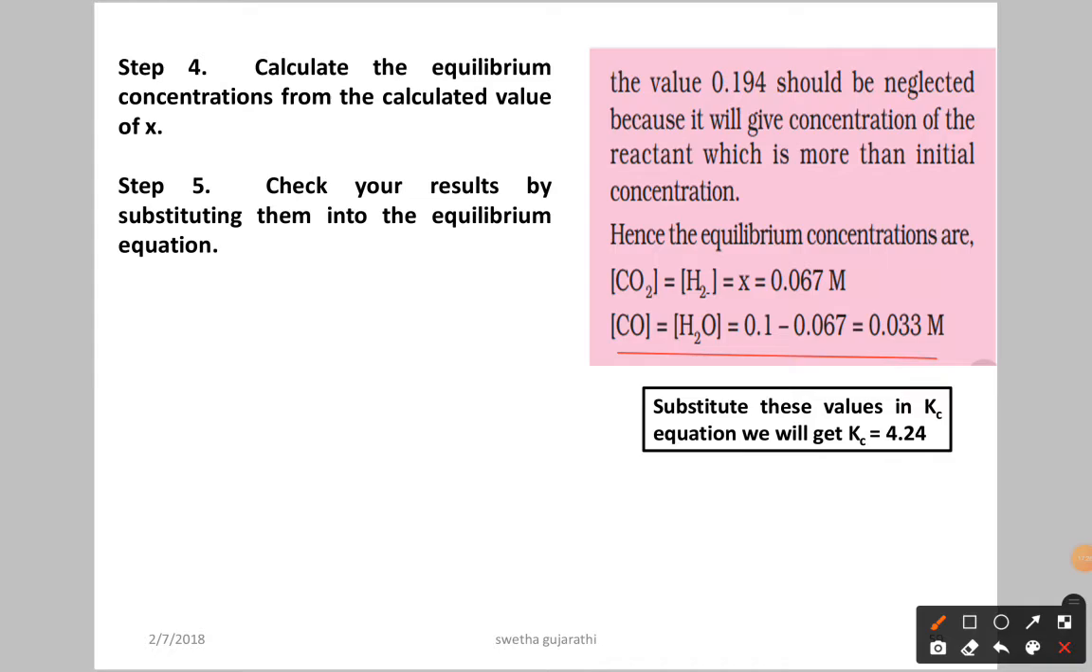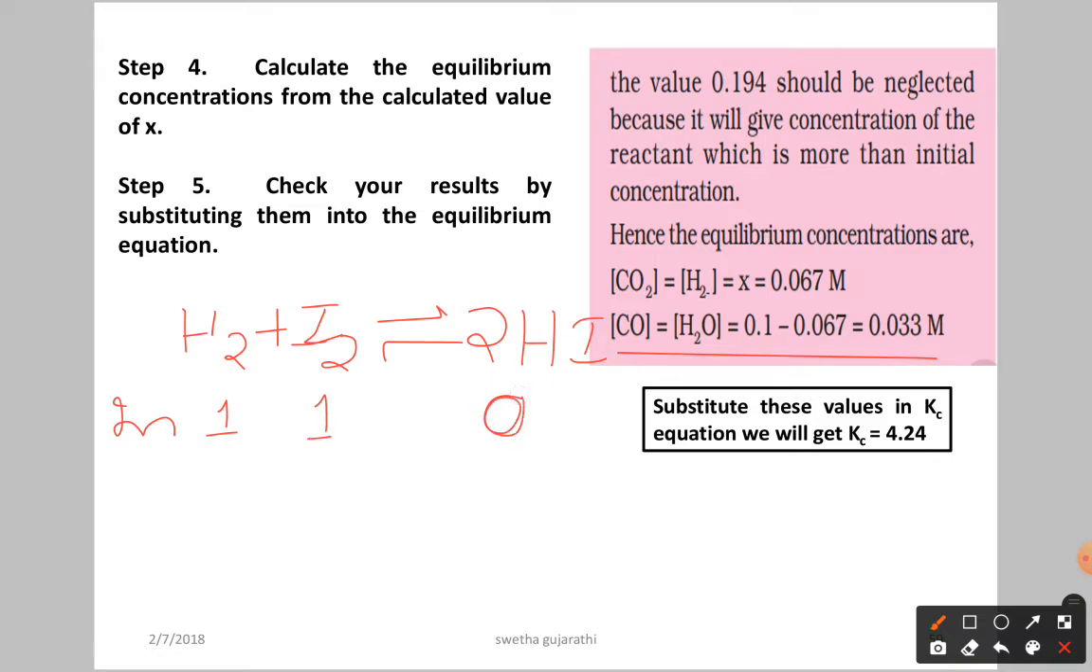Here one more thing, I want to give one example. For example, we have H2 plus I2 gives rise to 2HI. Initial concentration here we have 1 molar, and as we told, initially we don't have the product. At equilibrium, for example, we don't know this, so at equilibrium we are assuming x.